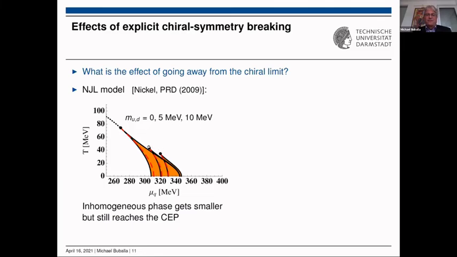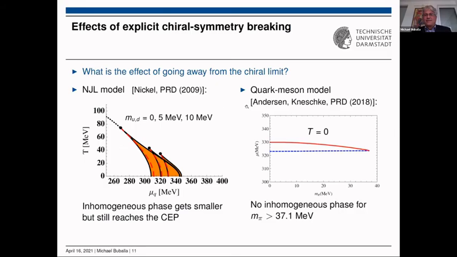And you see that the inhomogeneous phase gets smaller when the bare quark mass is enhanced, but it stays there. And also this kind of Lifshitz or pseudo Lifshitz point seems still to reach to the critical endpoint. On the other hand, more recently, there was a calculation by Andersen and Kneschke within the quark meson model, and they find that there's no inhomogeneous phase for a pion mass which is larger than about a quarter of the physical value.